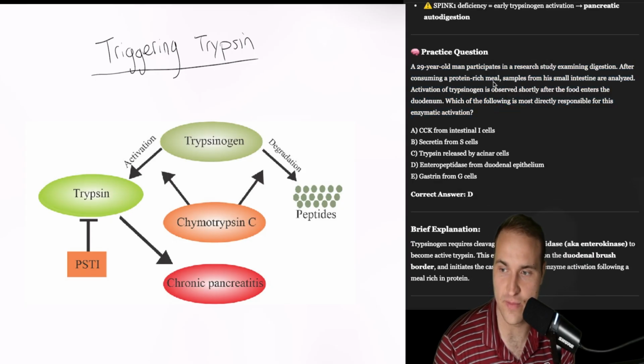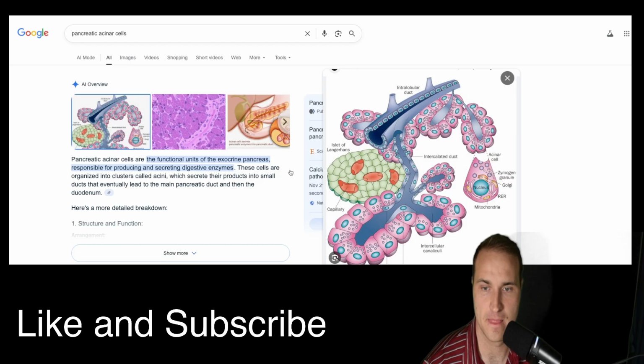We have a 29-year-old man participating in a research study that examines digestion. After consuming a protein-rich meal, samples from his small intestine are analyzed. Activation of trypsinogen is observed shortly after the food enters the duodenum. Which of the following is most directly responsible for the enzymatic activation? The answer is enteropeptidase.